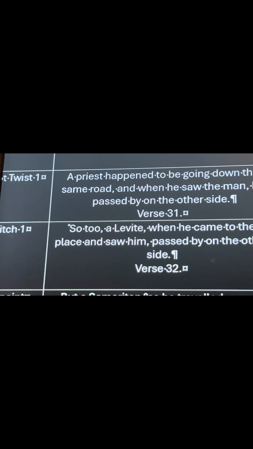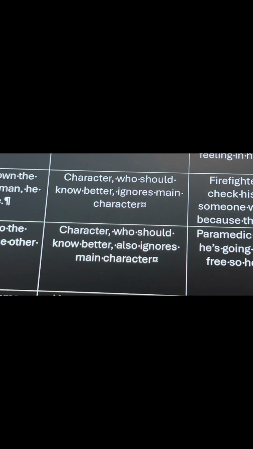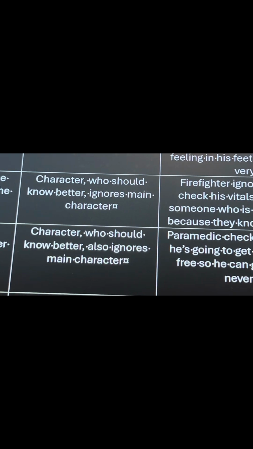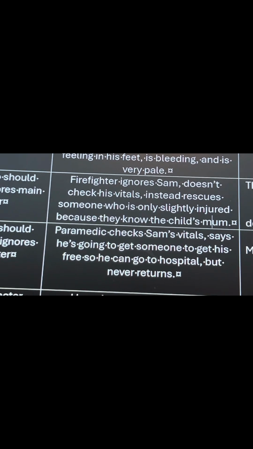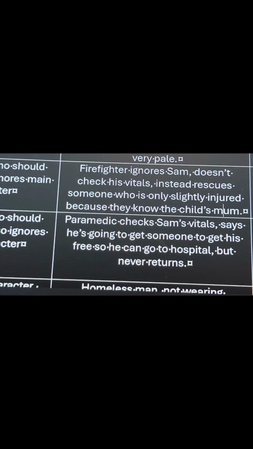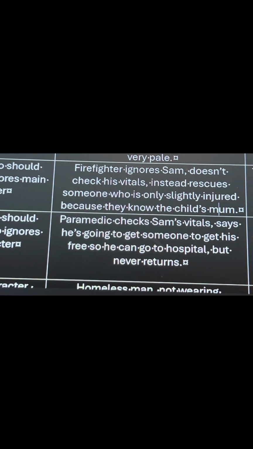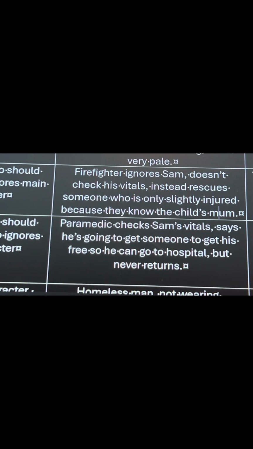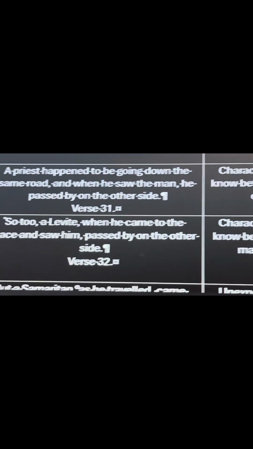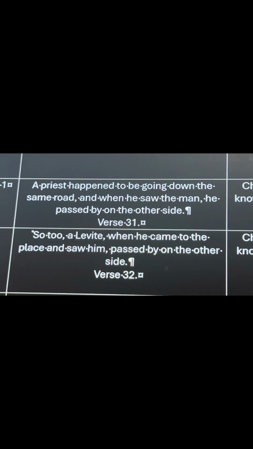Pinch 1. Levi also passes him by. Character who should know better also ignores main character. Paramedic even checks Sam's vitals, says he's going to get someone to get him free so he can go to hospital, but never returns. And I need to move down.